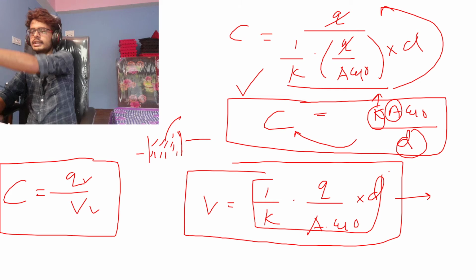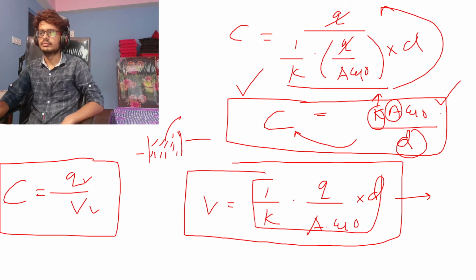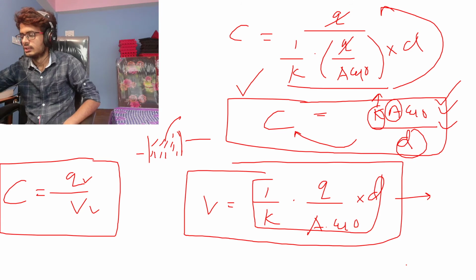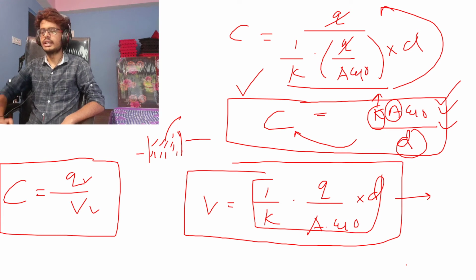So have you written this formula? Capacitance, here. Just write it down, okay? K A epsilon naught divided by D. K A epsilon naught divided by D. Okay? So this is not that difficult, but it's not that easy as well.